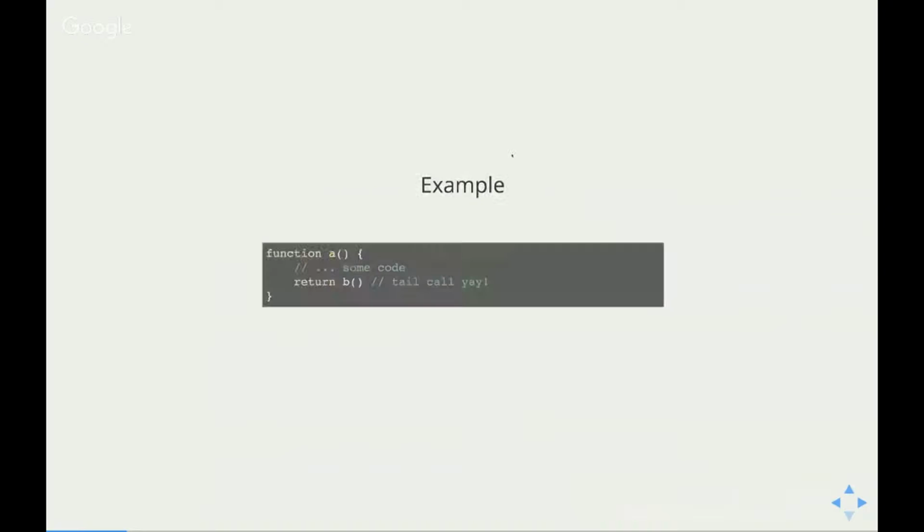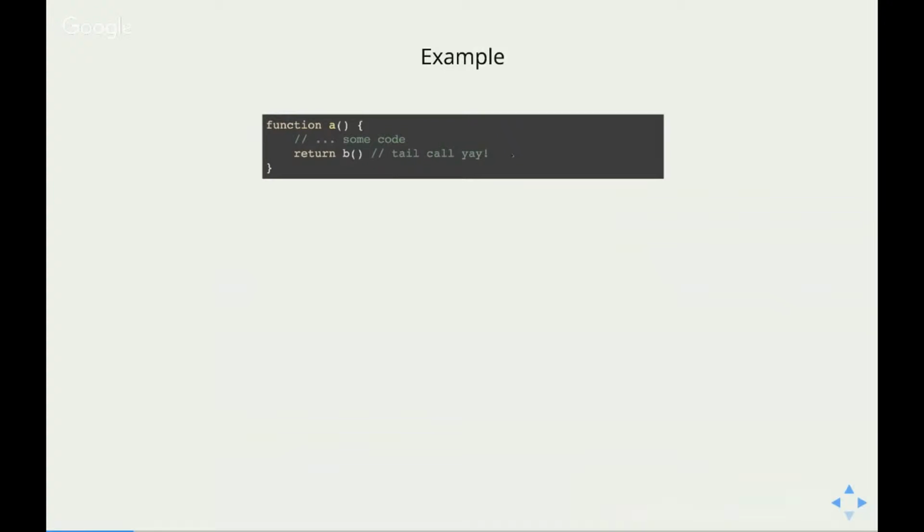A tail call is a function call which is the final action of another function. So let's take a look at this example. We have function A, which calls function B, and it just returns the result of invocation of function B. So it's really the final action of function A. So we say that function B is in tail call position here.